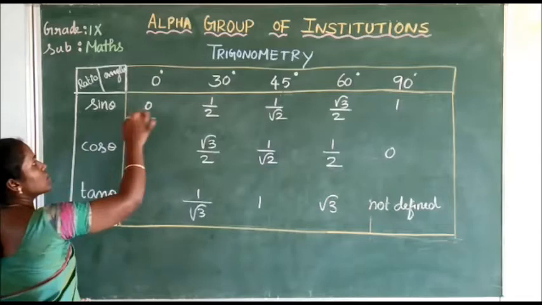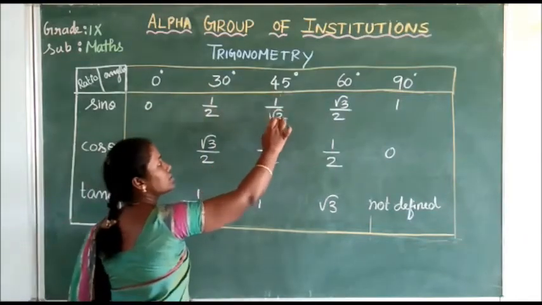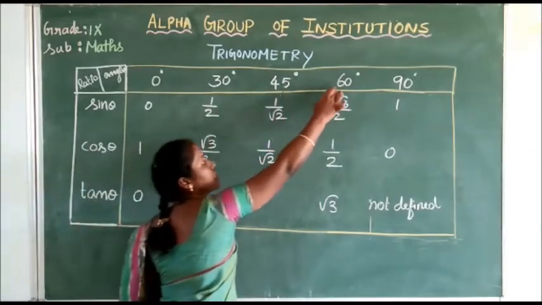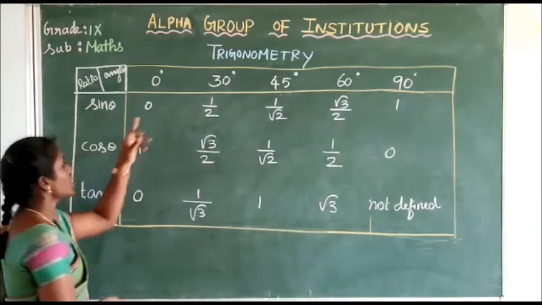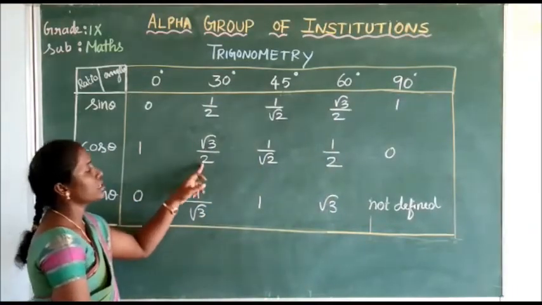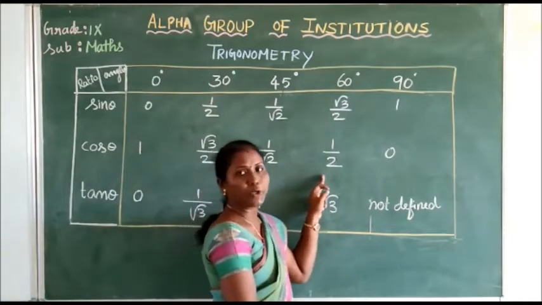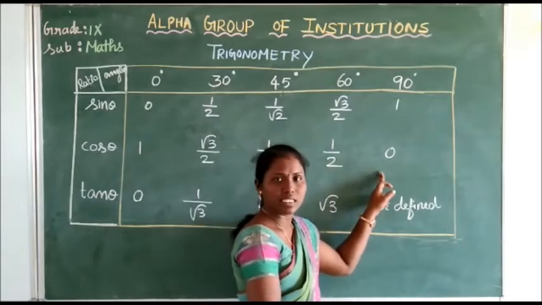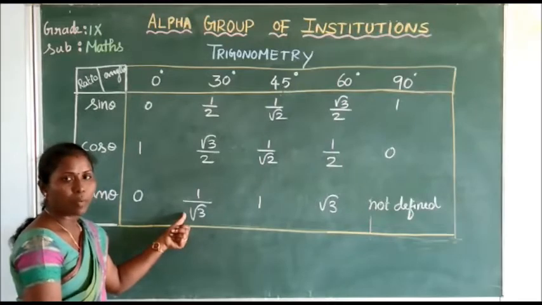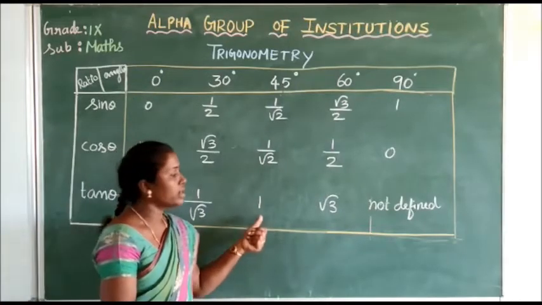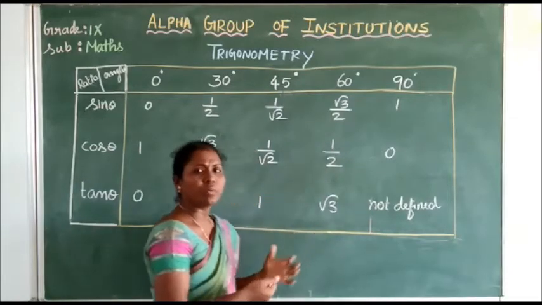So, sine 0 value is 0, sine 30 degree is 1 by 2, sine 45 degree is 1 by root 2, sine 60 degree is root 3 by 2 and sine 90 degree is 1. Like that, cos 0 is 1, cos 30 degree is root 3 by 2, cos 45 degree is 1 by root 2, cos 60 is 1 by 2 and cos 90 is 0. Likewise, tan 0 is 0, tan 30 is 1 by root 3, tan 45 is 1, tan 60 is root 3 and tan 90 is not defined.